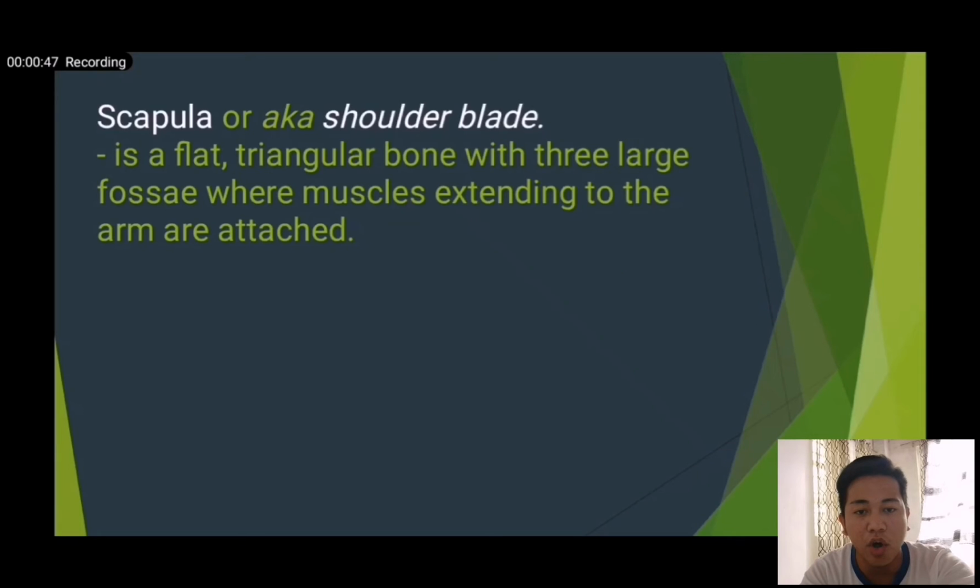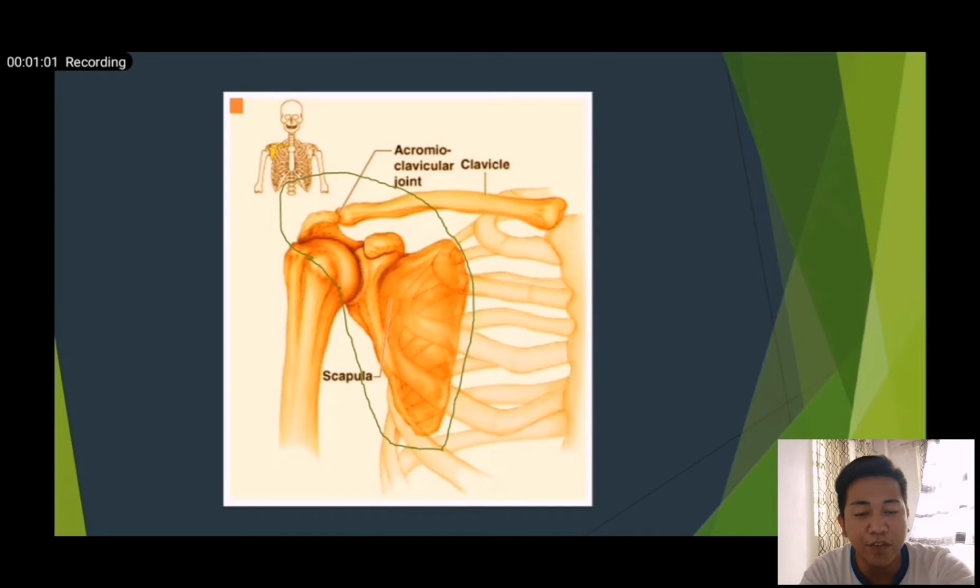The scapula, also known as the shoulder blade, is a flat triangular bone with 3 large fossa where muscles extending to the arms are attached. It is commonly called the wings of human. So if you are wondering how a scapula looks like, you can see here at the photo. Makikita nyo po yung nalook dyan. Yan po, yung parang flat, triangular flat bone po dyan na parang pakpak. Yan po yung tinatawag nating scapula.